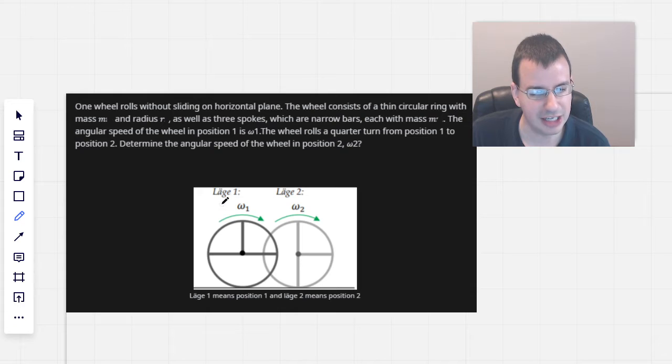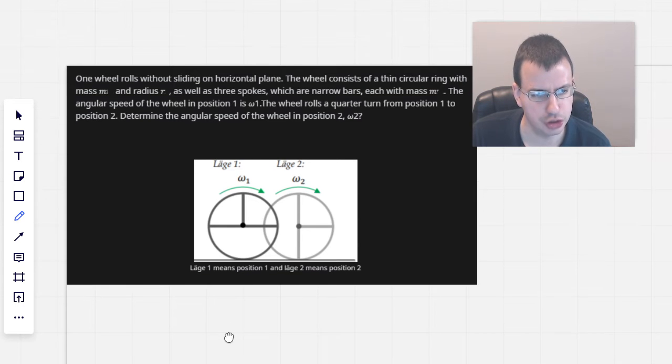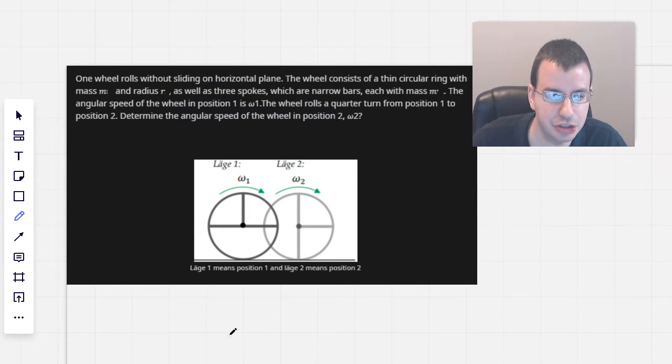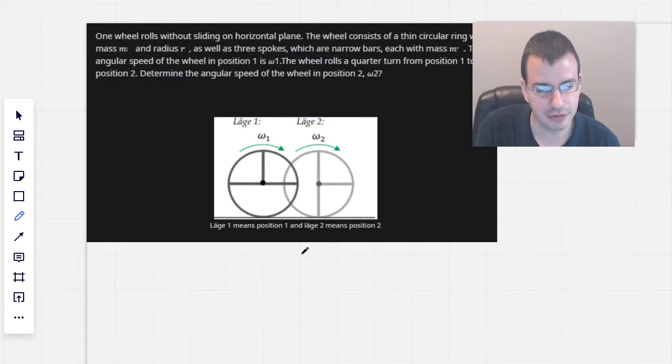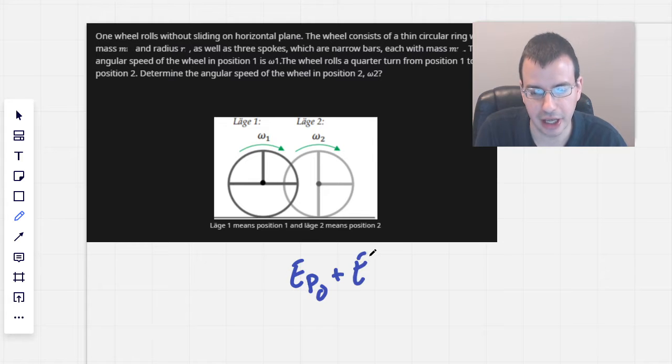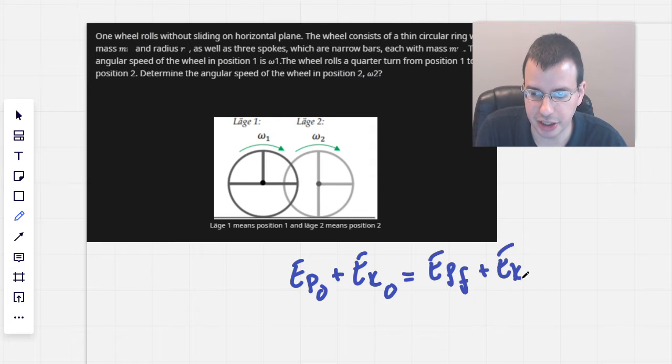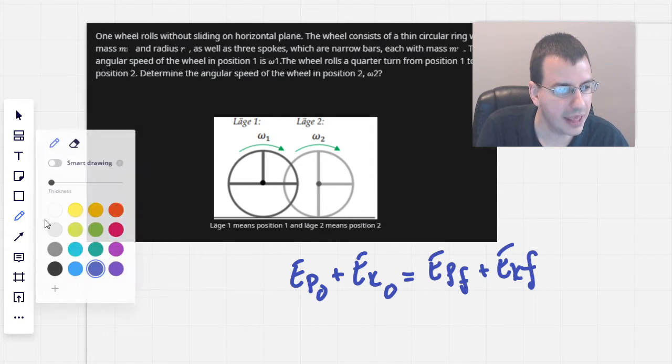So we have position 1 and position 2. Okay, so I think there's different ways of approaching this. I'm going to approach this from conservation of energy. So we have energy potential initial plus energy kinetic initial equals energy potential final plus energy kinetic final. And you might be thinking, what?